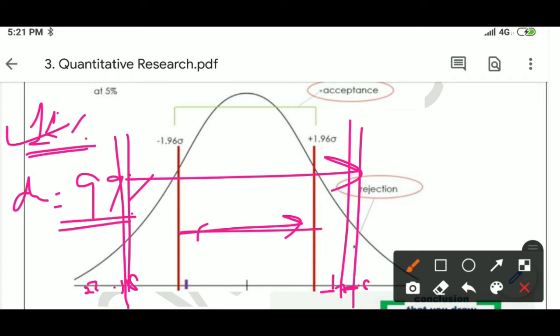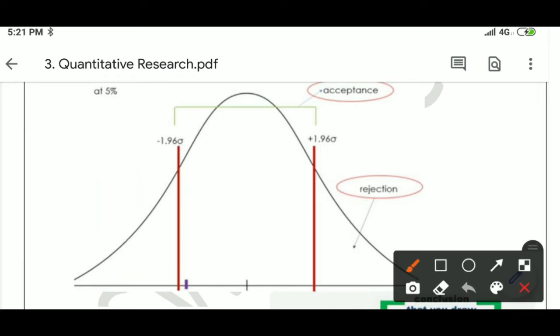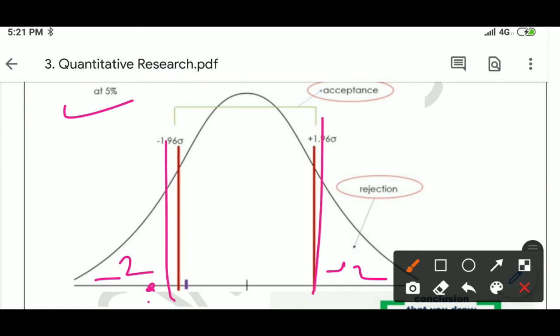So now if your value comes in this region, like 2, or you can say minus 2 or plus 2, something like that. At the 5% significance level this range applies only, and if your value is 2, that means it is going to be rejected.